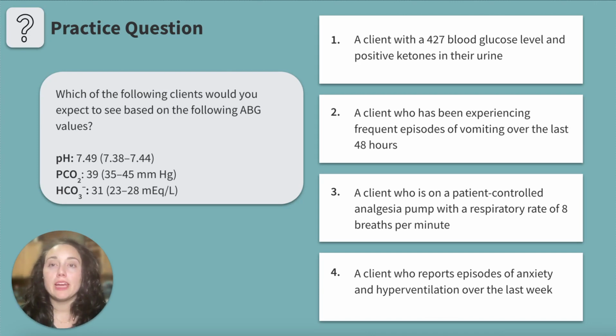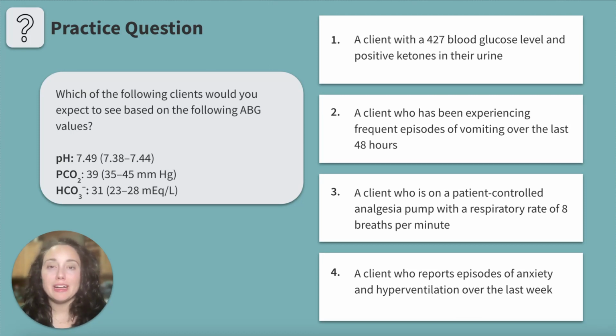Option 1. A client with a blood glucose level of 427 milligrams per deciliter and positive ketones in their urine. Option 2. A client who has been experiencing frequent episodes of vomiting over the last 48 hours. Option 3. A client who is on a patient-controlled analgesia pump with a respiratory rate of 8 breaths per minute. Option 4. A client who reports episodes of anxiety and hyperventilation over the last week.